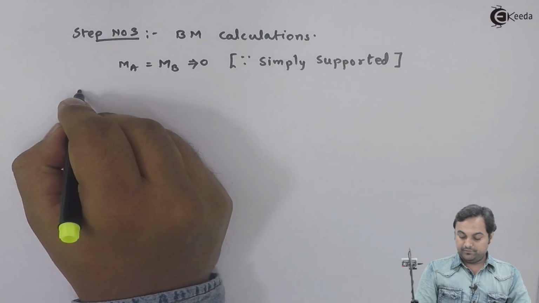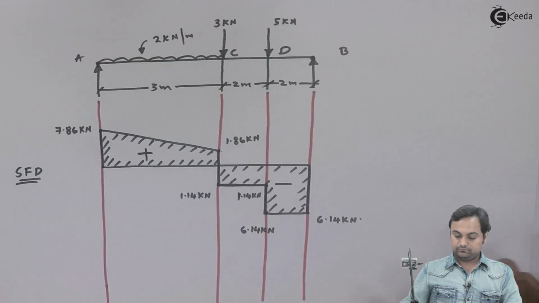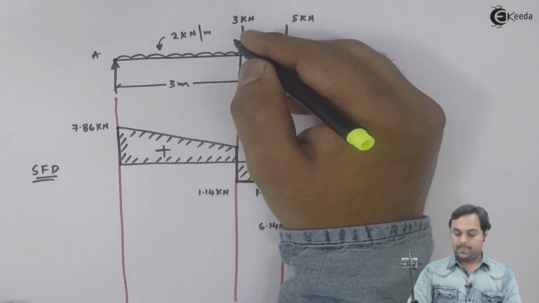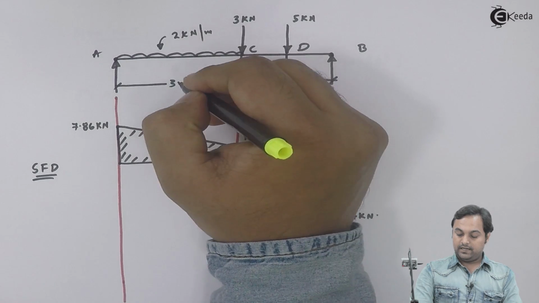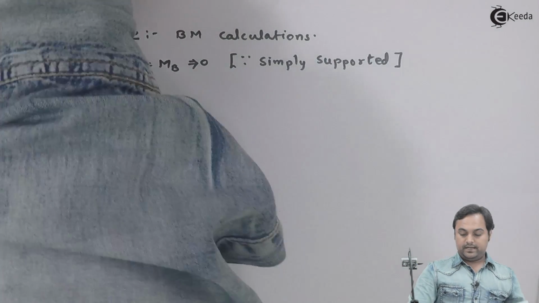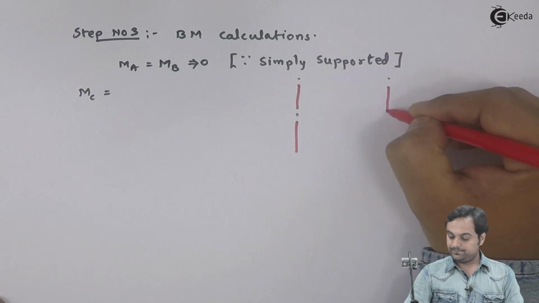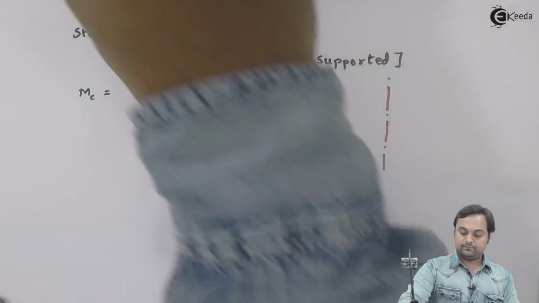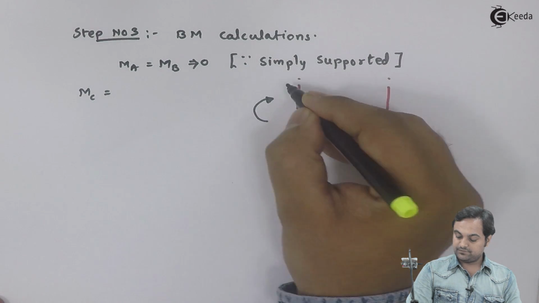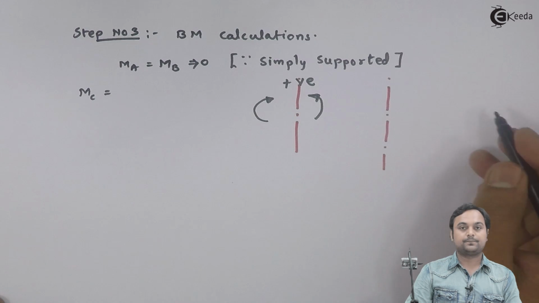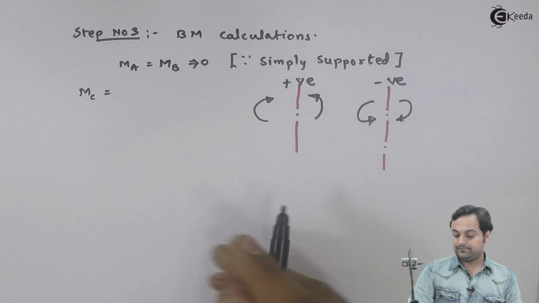Then moment at C, it will be equal to, for moment at C, my section would be at C. To the left I have RA, which is upward, and 2 into 3, that is 6 kilonewton, and I have to draw the sectioning. So here first I'll show you the sign convention. Clockwise moment to the left, anti-clockwise moment to the right are positive. Anti-clockwise moment to left and clockwise moment to right, they are negative.